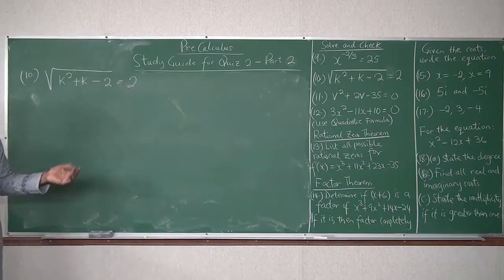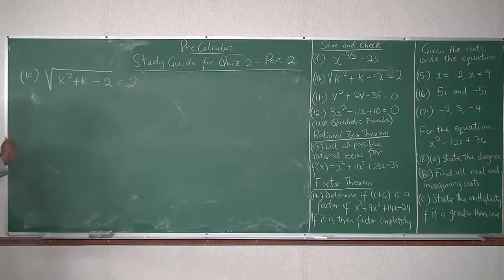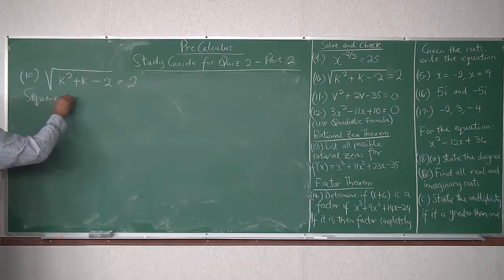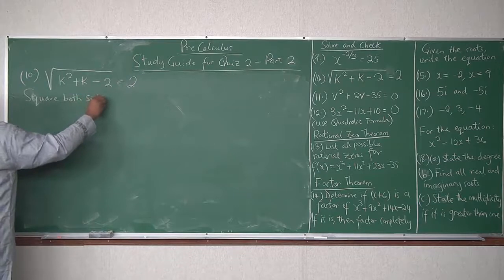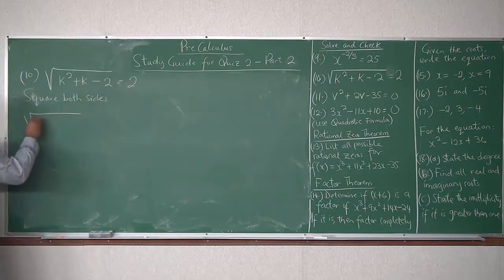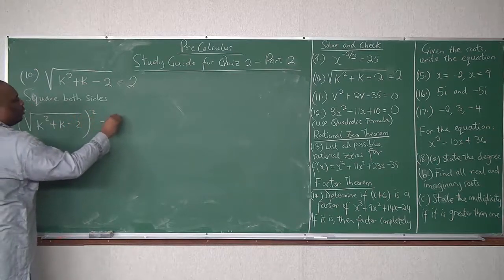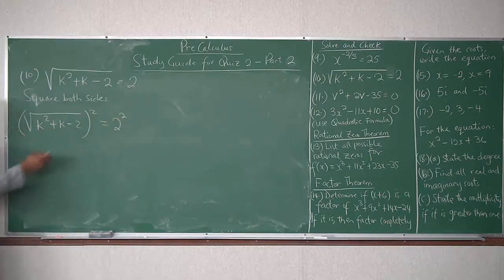Radical equations, as in the videos I did: you just square both sides. So when you do that, you have the square root of k squared plus k minus 2, all squared, equal to 2 squared. The square will cancel out the square root, so you have k squared plus k minus 2 equal to 4.